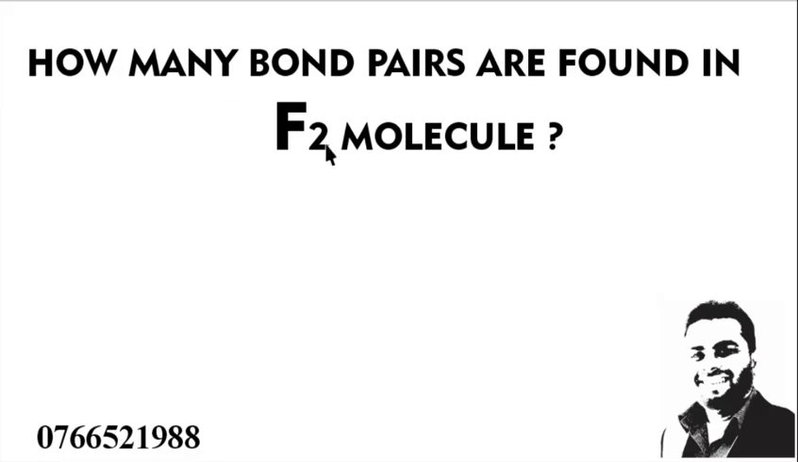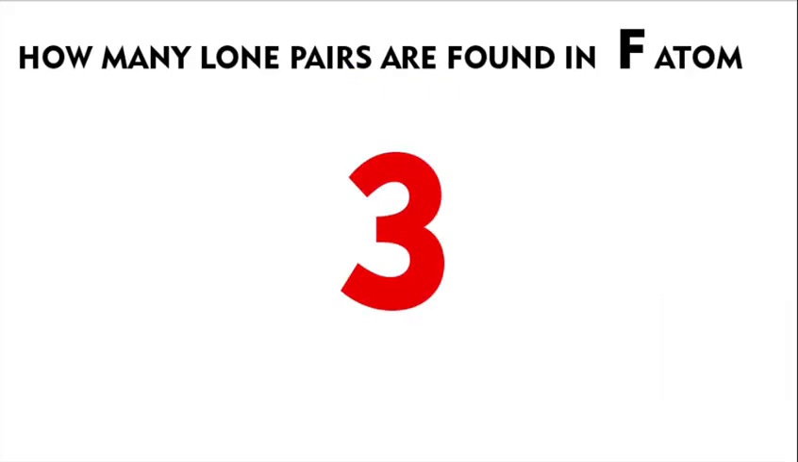Now let's see how many bond pairs are found in F2 molecule. So we saw that there were 3 lone pairs for each fluorine atom, and altogether in F2 molecule 6 lone pairs were found. In one fluorine atom we had 3 lone pairs. In a F2 molecule, how many bond pairs are there? Yes, only one bond pair was found.